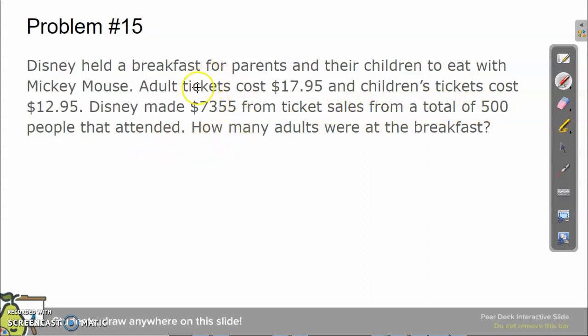So description, we had adults and children. I'm going to say A for adults plus C children. And how many people went to it? 500. And then comes the money. How much are adult tickets? $17.95 A for adults plus the children, they are $12.95 C. And then it's going to equal how much money they made. They made $7,355.